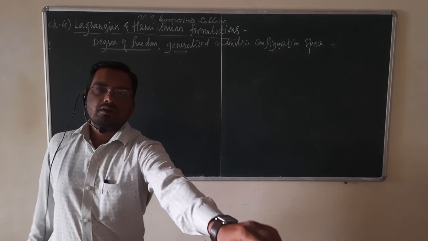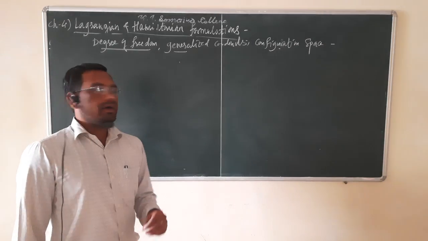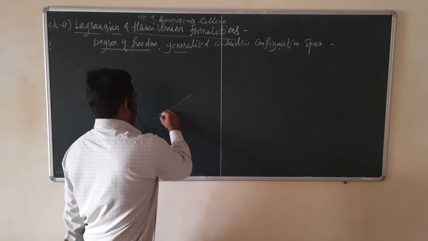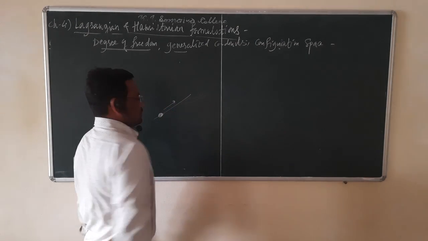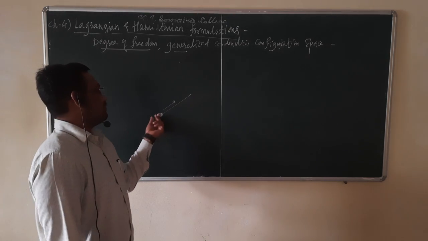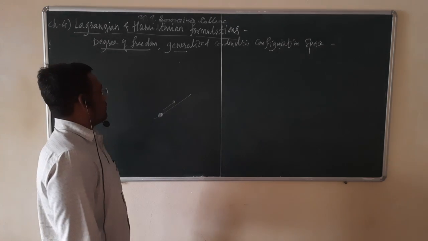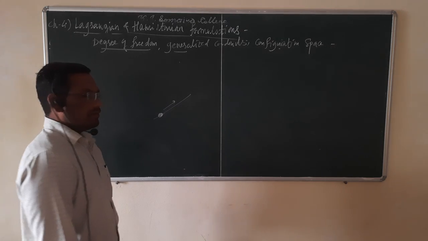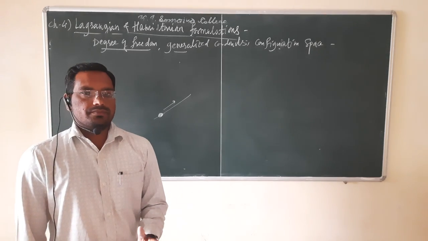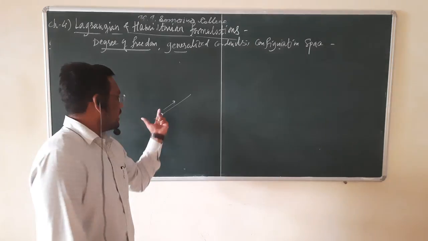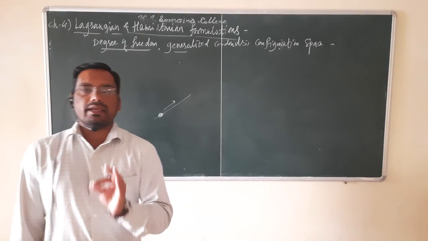Suppose we take the example of a bead which is moving on a rod in this way. So what is degree of freedom? Degree of freedom means the minimum number of independent directions in which that particle is moving without violating any constraints.